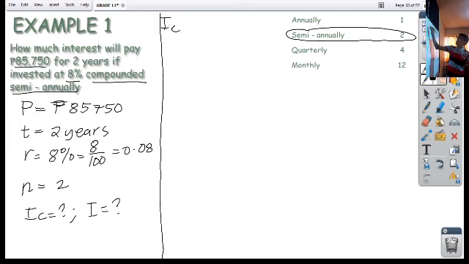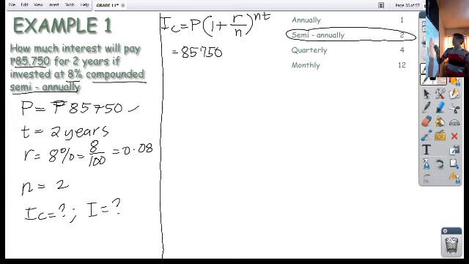I sub C is equal to P times, open parenthesis, the quantity of 1 plus the rate over the nominal period, then raised to the nominal period times time. So the value of P is 85,750 pesos. This is the value of the principal amount. Then the quantity of 1 plus the value of the rate, that is 0.08, over the value of n, that is 2. Then the exponent part, the value of n, that is 2, and then the value of t, that is also 2.